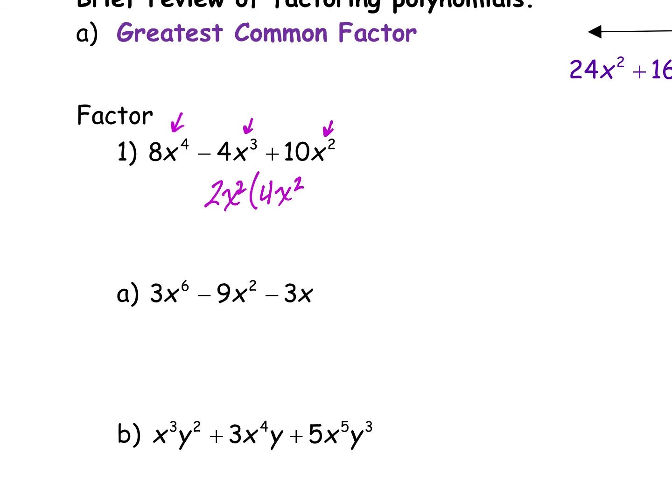So remember, when I'm factoring, it is unmultiplying, right? So if I distribute this back out, I should get the same answer as my original. Okay, and then I take 2x squared out of 4x cubed. That should be negative 2x. And then 2x squared out of 10x squared should be plus 5.